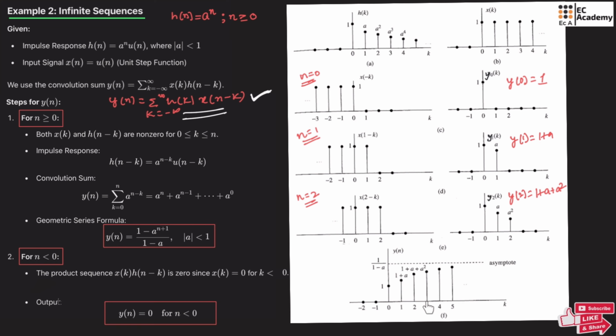So this is the plot of y of n. For n is equal to 0, we got 1. For n is equal to 1, we got 1 plus a. For n is equal to 2, we got 1 plus a square. For n is equal to 3, we will get 1 plus a square plus a cube, and so on. So this is the plot of y of n for the given sequence.